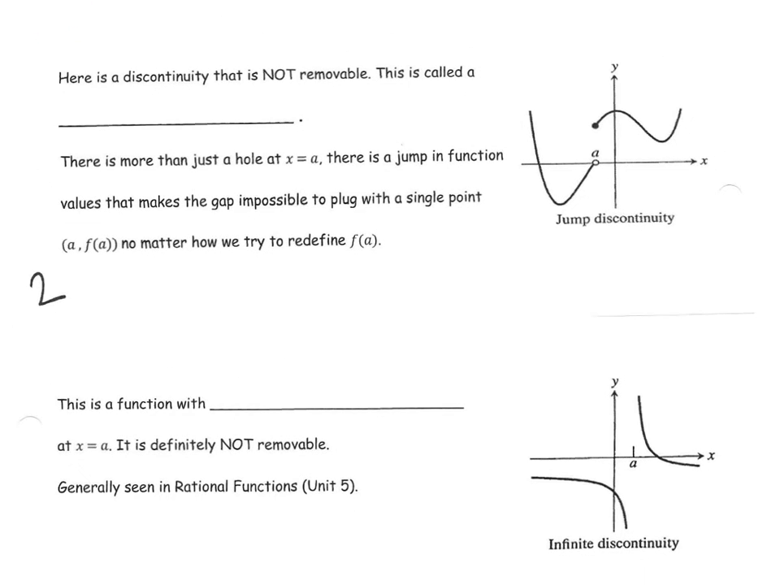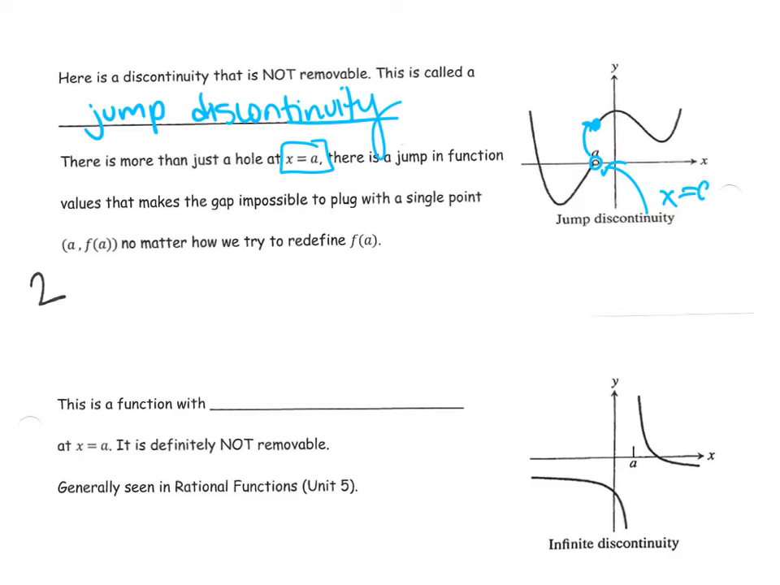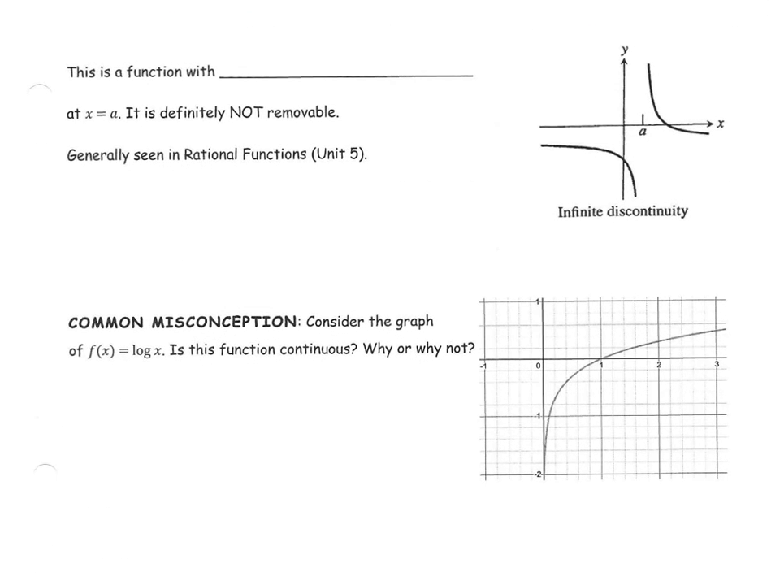Now here is an example of a discontinuity that is not removable. Here we have a jump discontinuity, which should make sense because we go from this open circle here and jump all the way up to this closed circle here. So there is more than just a hole at this value of x equaling a. There's an actual jump in the function. And then lastly, infinite discontinuities. There is a vertical asymptote here at x equals a.